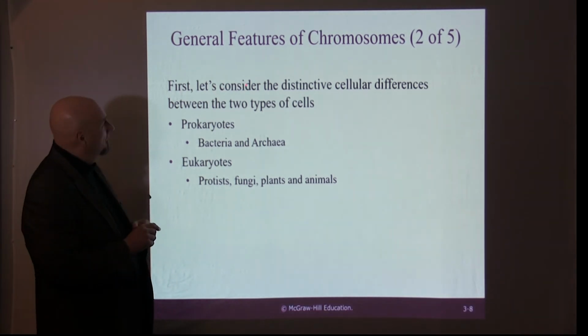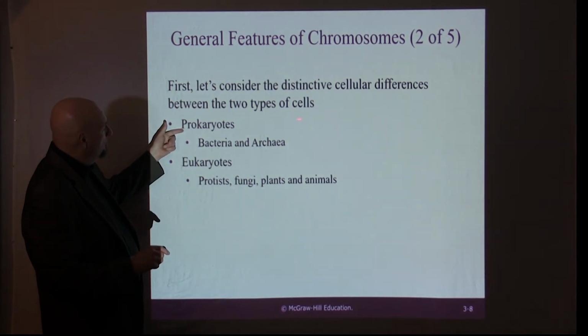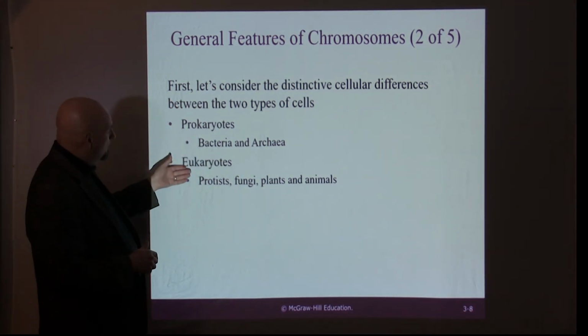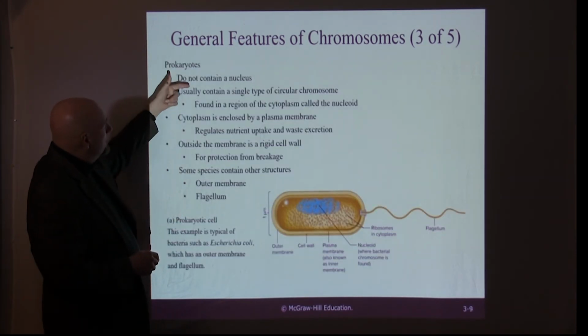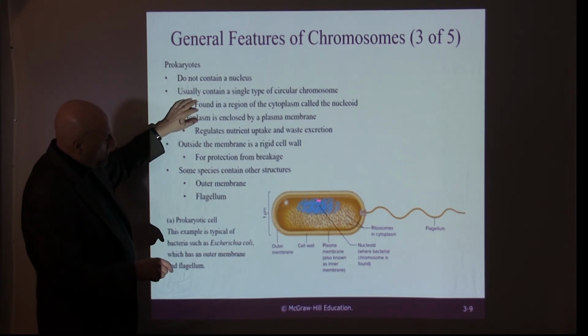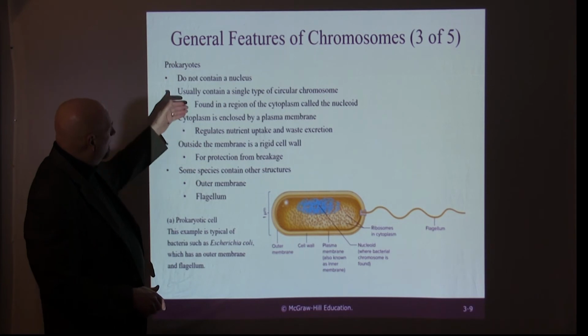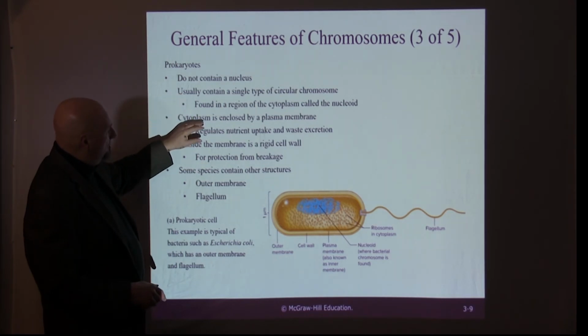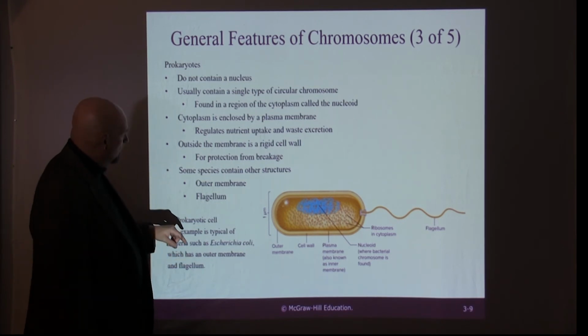But first, let's go into the distinctive differences between two cell types, your prokaryotic cell types and your eukaryotic cell types. In prokaryotes, they do not contain a nucleus, meaning they don't have a membrane around the DNA. They do have a region that has DNA in it, which they refer to as a nucleoid, and that region is located in the cytoplasm. So the DNA is in direct contact with the cytoplasm.